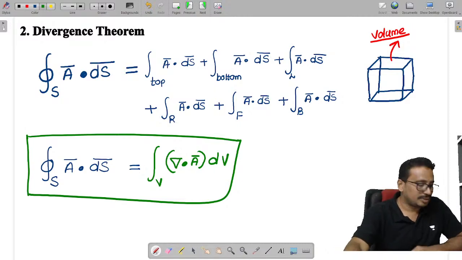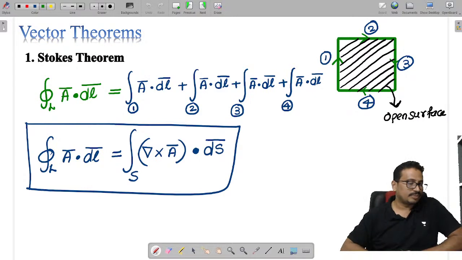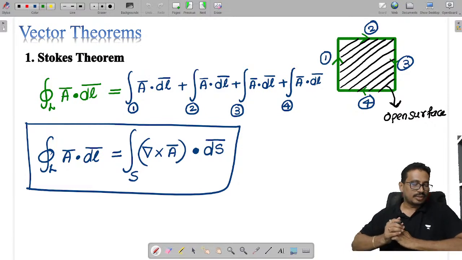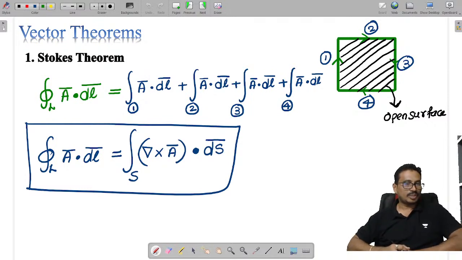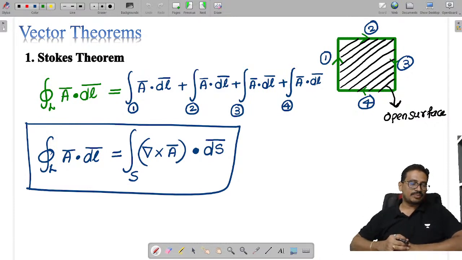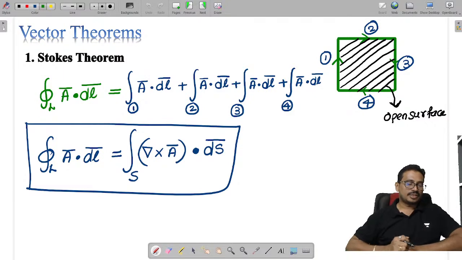Divergence theorem and Stokes theorem, these are the two theorems we have, isn't it? To prove this, we can take an example and show that LHS is equal to RHS. We also have a separate theorem, Green's theorem, which you have studied in mathematics. Green's theorem is nothing but the Stokes theorem only. The two-dimensional case we call Green's theorem, and the three-dimensional case we call Stokes theorem.